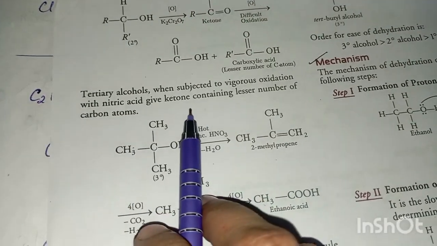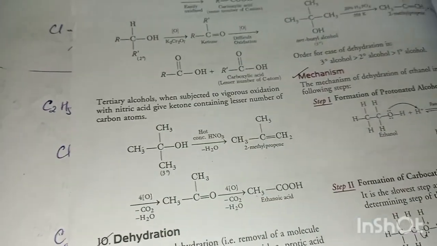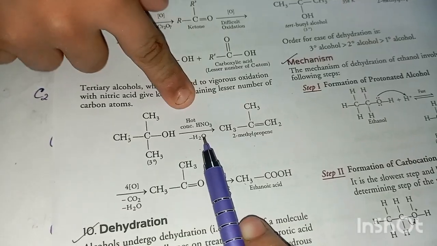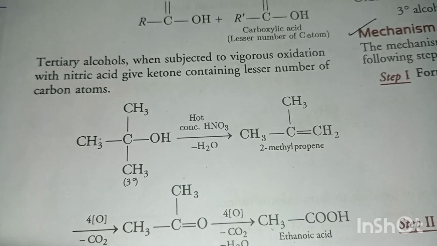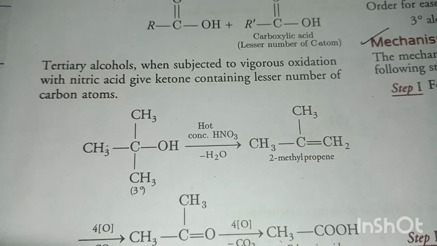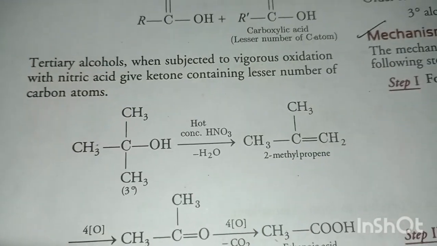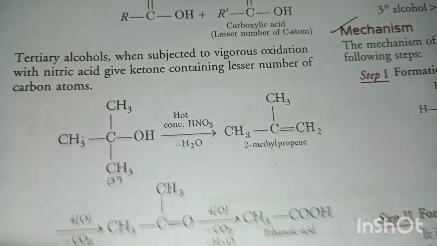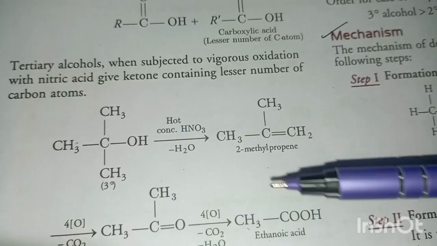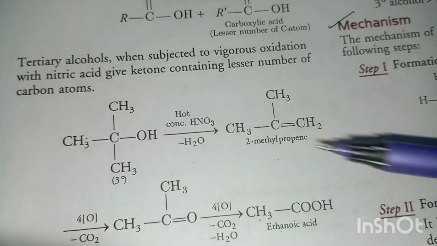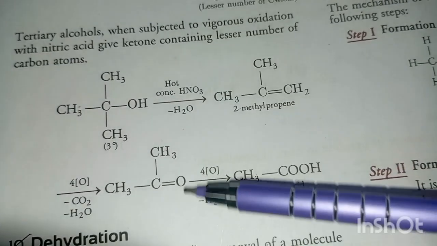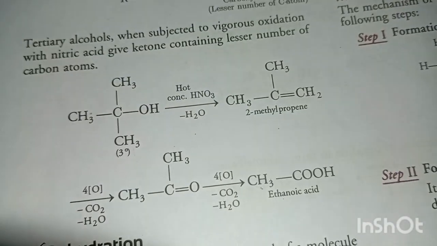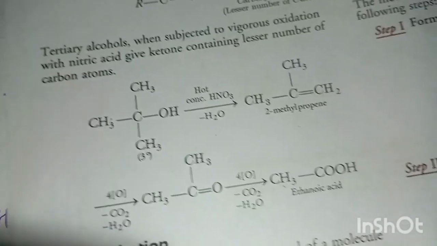So now tertiary alcohols. Tertiary alcohols when subjected to vigorous oxidation with nitric acid give ketone containing a lesser number of carbon atoms. Oxidation of tertiary alcohol is most difficult, okay, hence it needs the reagent at very high temperatures. Hot concentrated HNO3 is used, okay, and it leads to the formation of 2-methylpropene. Suppose you have taken tertiary butyl alcohol here, okay. Which on oxidation leads to a ketone, and a ketone on further oxidation leads to an acid, or carboxylic acid, okay.